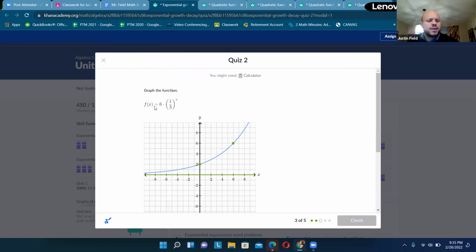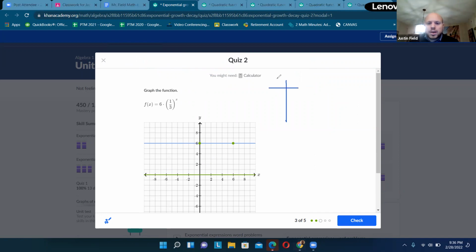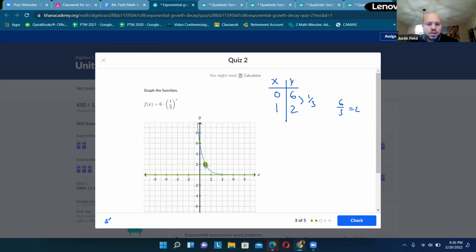All right. 6 is the y-intercept, and our growth factor is 1/3. So we're going to make a table. X, Y, we know we got 0, 6, and then 1. So what is 6 times 1/3? 6 times 1/3 would be 6 over 3, which is 2. So that's 1, 2.